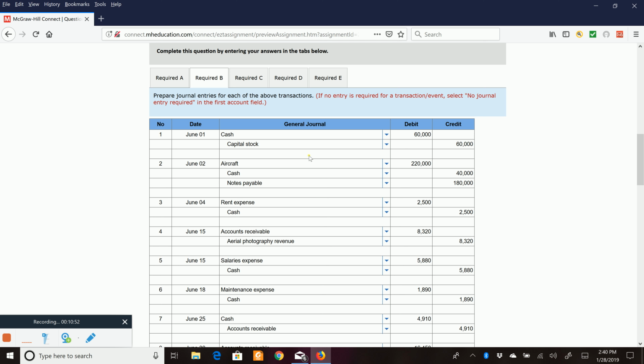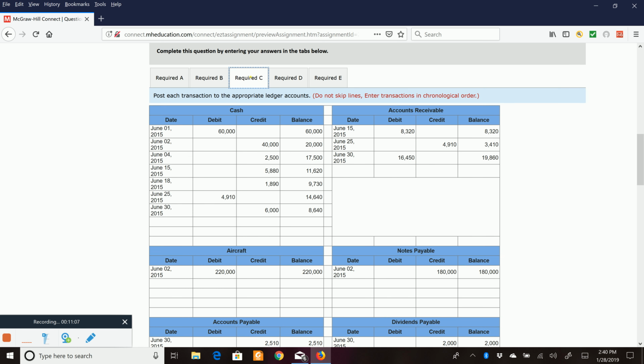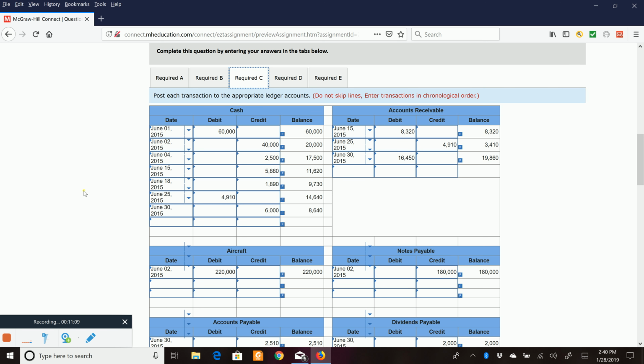This is the first step in the accounting cycle. We're journalizing. We're recording the journal entries in the original book of entry, which is called the General Journal. And all of these debits and credits, after we record the journal entries, we then go through the second step in the accounting cycle, and that is called posting.